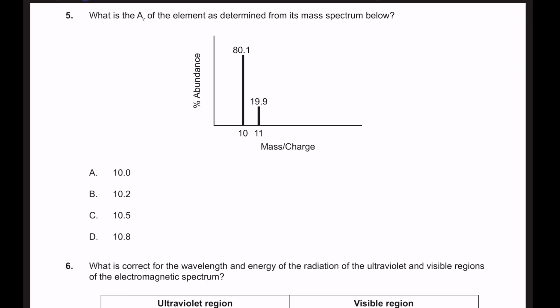Now for question 5, we have to find the relative atomic mass of the element, right? The relative atomic mass is the summation of percentage abundance times mass, or mass over charge, divided by 100. Here generally charge is 1, so on the x-axis you have the masses of the isotopes, right? That is 80.1 times 10 plus 19.9 times 11, divided by 100.